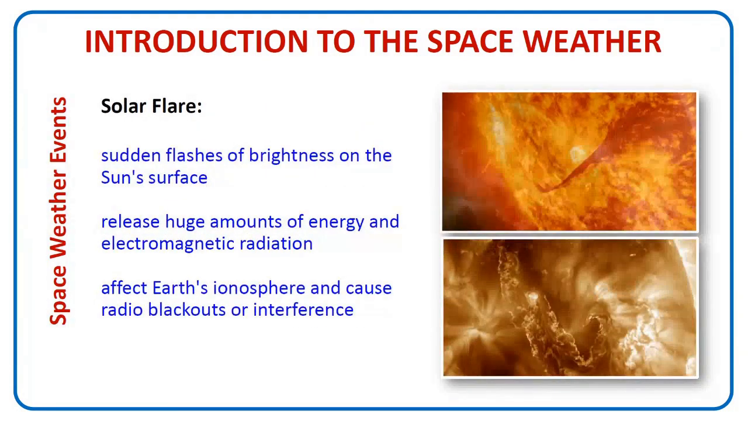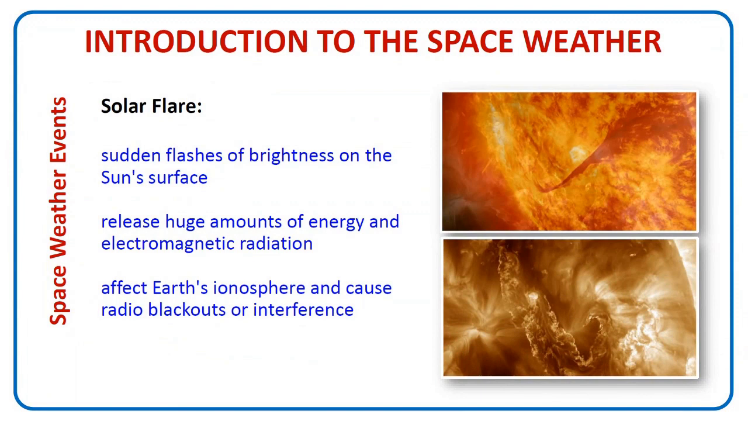So the solar flare, we have come across the term solar flare many a times. And the solar flare is a sudden flash of brightness on the sun's surface. There is a huge amount of energy which is released, along with the electromagnetic radiation. And it affects the Earth's ionosphere and causes radio blackouts or interferences. As I mentioned, the radio emission is there. So if there is an abrupt increase in the radio emission, it affects the Earth. If there is an abrupt increase in X-ray emission, it also affects the Earth, its ionosphere, in a different way.